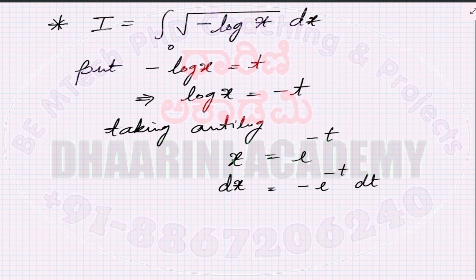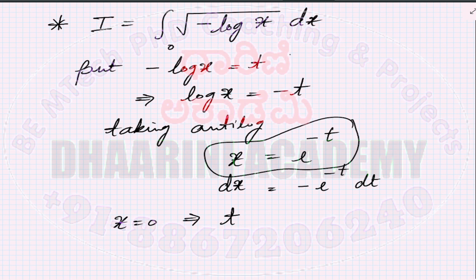Okay, I got this. So I know what is minus log x, which is t, and I know the value of dx, which is minus e to the minus t into dt. So we got these two. Now I need to substitute something for the limits, because the limit has to change. Previously it was x, now it is t. Let's do the calculation. Initially I know that the lower limit is x equal to 0. This implies what happens to t? t is equal to minus log x.